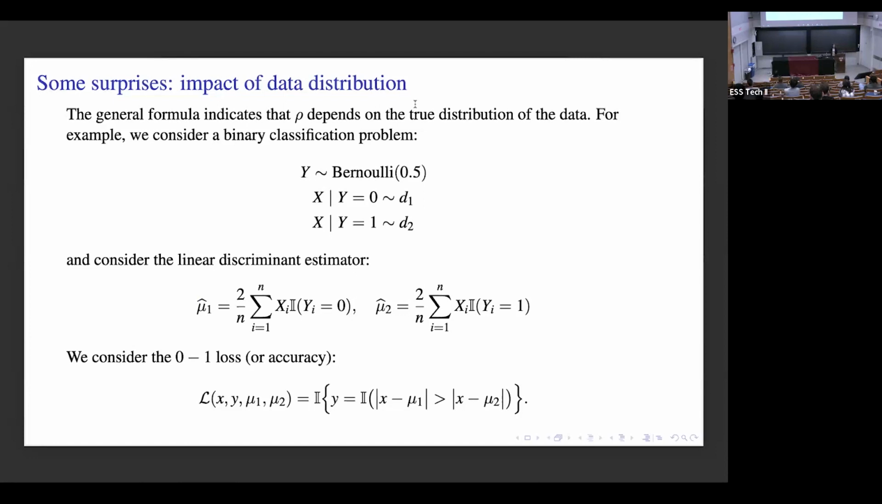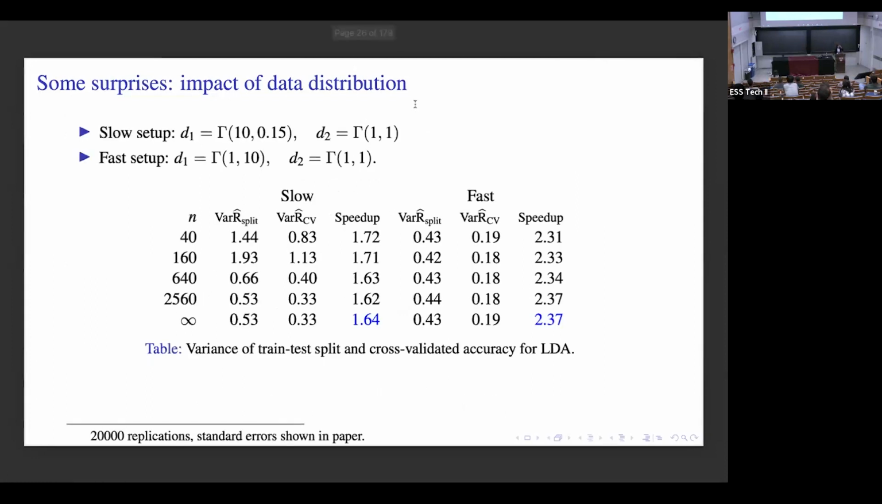Imagine I flip a coin. When it falls on heads, I generate my data according to a certain distribution D1. When it falls on tails, I generate it according to another distribution D2. So I'm generating my data x1 to xn like this. And then my goal is to try to classify them. For this, I'm using a very simple linear discriminant analysis, and I'm evaluating all of this using the 0-1 loss. Then what can I say?